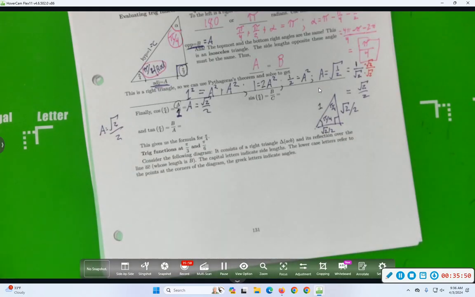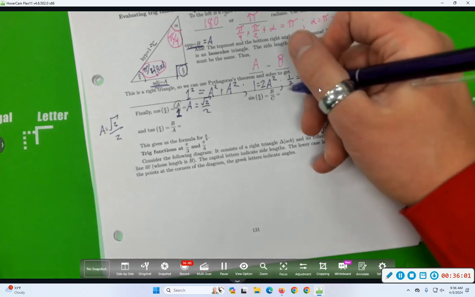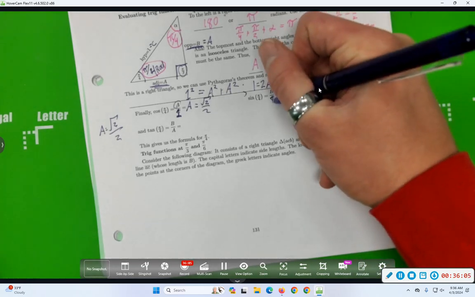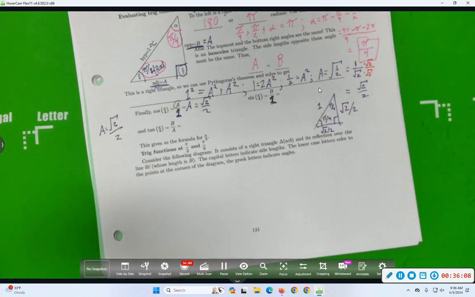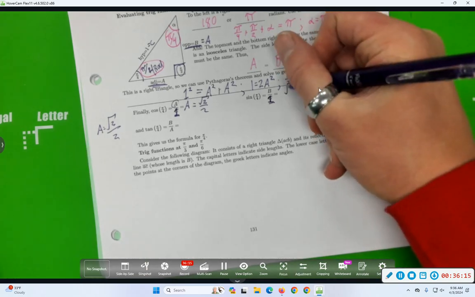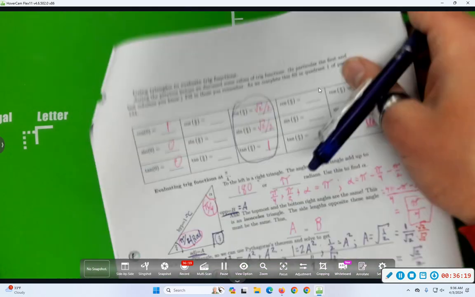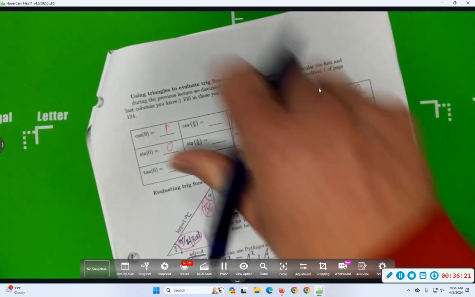How about sine? It would just be 1, right? Let's see. The hypotenuse is length 1, so that C should be a 1. So that looks like it's just the side length B. So also root 2 over 2, because B is root 2 over 2. That agrees with what we already knew.